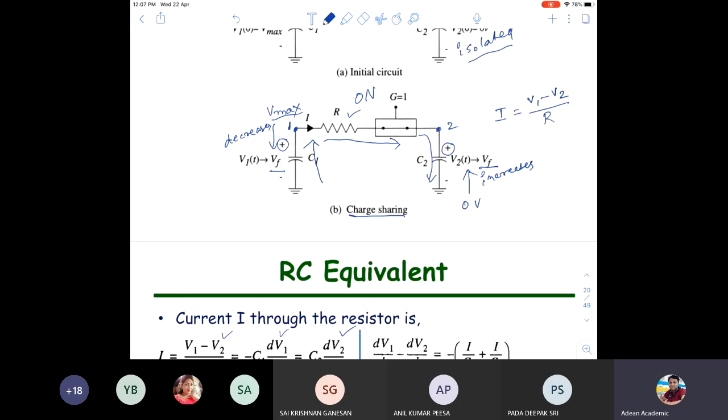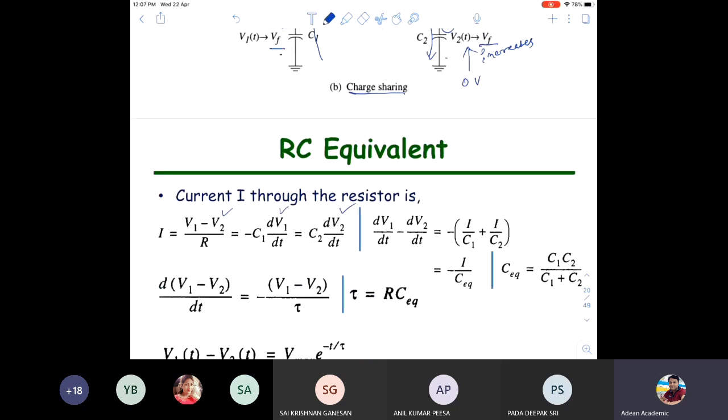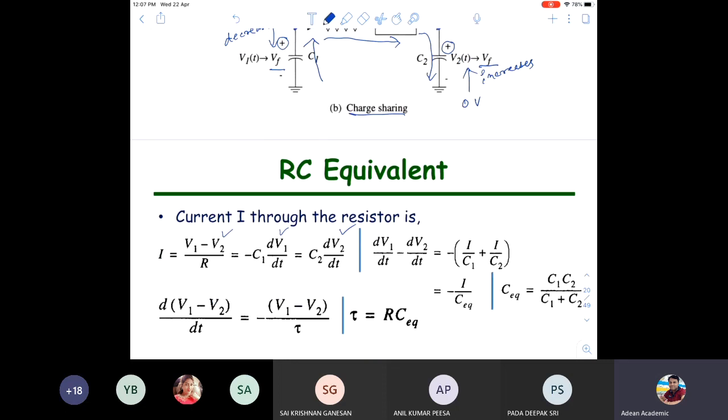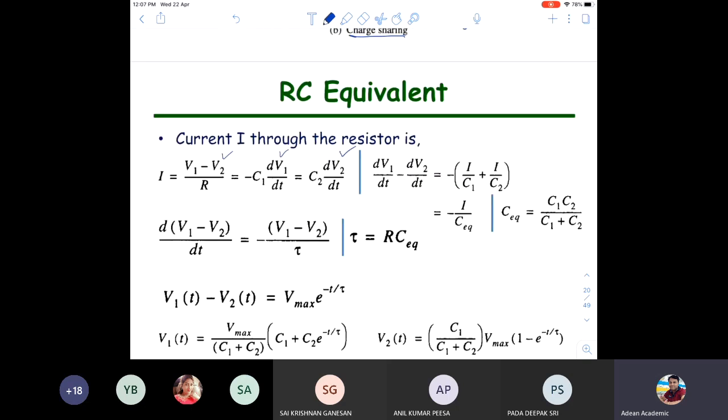I is the current. In the resistor, it is (V1 minus V2) by R. In the first capacitor, it is minus C1 into dV1 by dt. In the second capacitor, it is plus, because current is entering the positive terminal of the capacitor, so C2 into dV2 by dt. So this is the current. Now I just want to add these two: dV1 by dt, take minus common, and add dV1 by dt minus dV2 by dt.